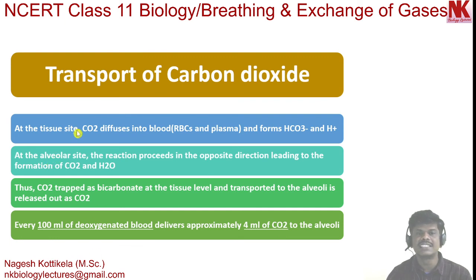At the tissue site, carbon dioxide diffuses into blood, that is RBCs and plasma, and forms bicarbonate and H plus. At the alveolar site, the reaction proceeds in the opposite direction, leading to the formation of carbon dioxide and water. Thus, carbon dioxide trapped as bicarbonate at the tissue level and transported to the alveoli is released out as carbon dioxide. So this is how carbon dioxide is transported.